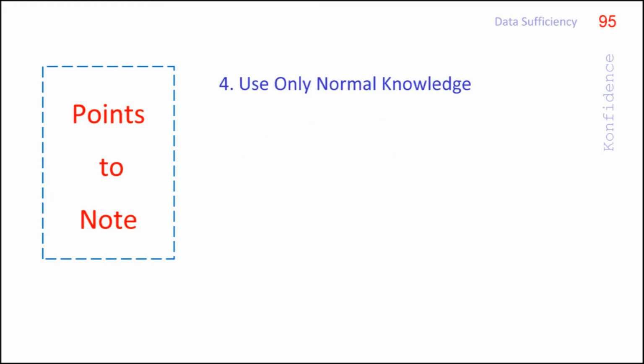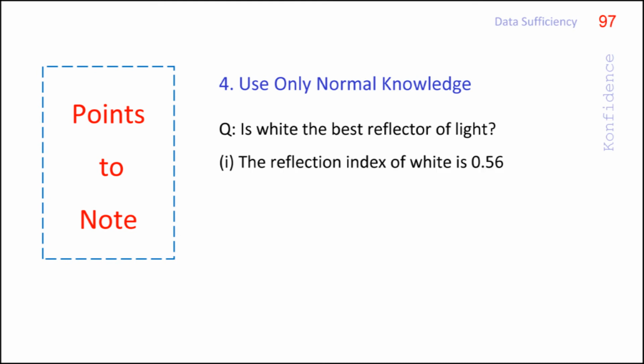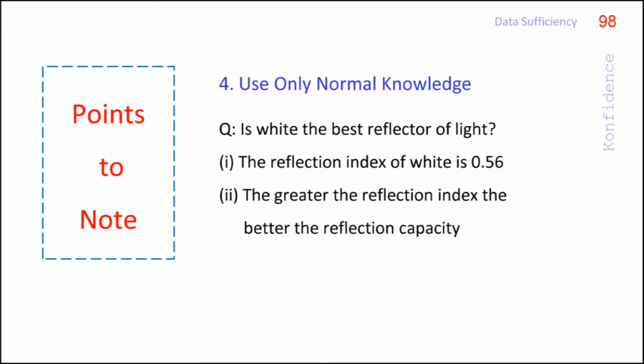Point number 4. Use only normal knowledge. Exceptional general knowledge should not be used in DS questions. Attempt the questions as if a layman does. Let us look at an example to illustrate this. Is white the best reflector of light? The reflection index of white is 0.56. The greater the reflection index, the better the reflection capacity.